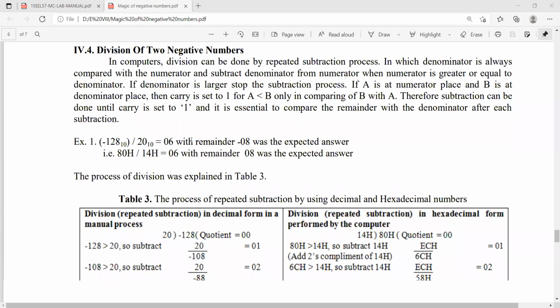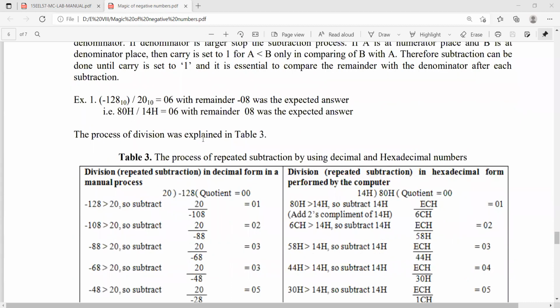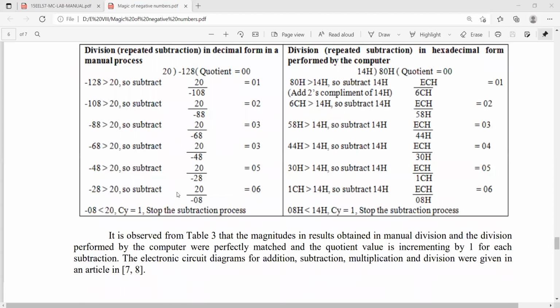In the same way for division also, we have a direct instruction as far as the 8051 microcontroller is concerned. There is a direct instruction for division. DIV AB, that is the instruction used for the division. With that we can proceed. So here is the procedure for the division.